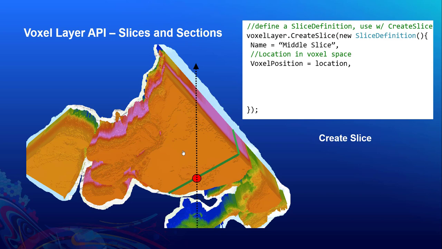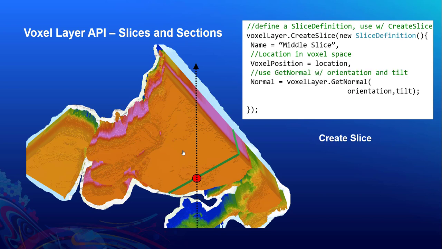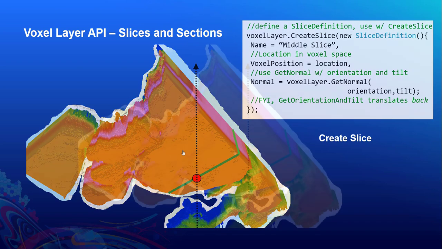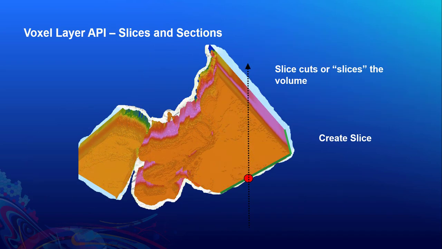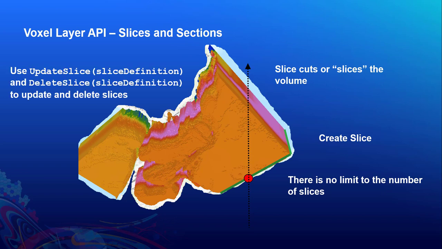Specify your location in voxel space, the orientation and tilt as a unit vector normal, and of course you can use get orientation and tilt to translate the unit vector normal back. The slice will define an area of interest that will cut or slice the voxel volume. There is no limit to the number of slices. And you can use update slice or delete slice with the specified slice definition to update and delete slices, respectively.